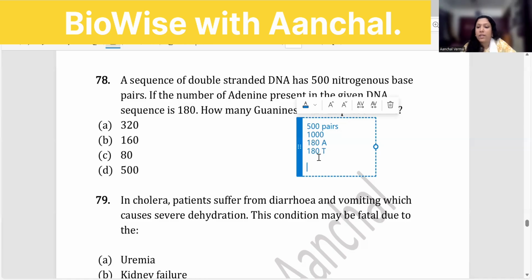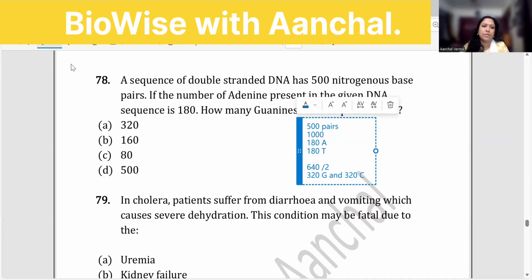So 640 divided by 2. Total, the left is 640. In 640 there is equal amount of G and C, divided by 2. That will give you 320 G and 320 C. Okay. This is a basic calculation. Otherwise, simply what you can do, if A is given, that means 180 pair is given to you. So 500 minus 180, answer is 320. Answer is 320.